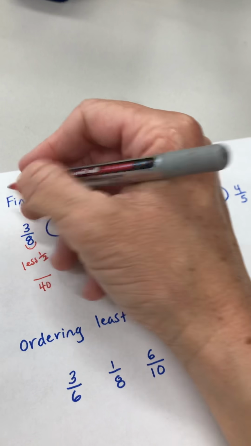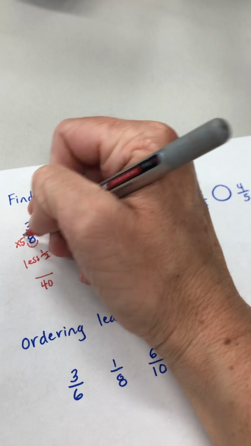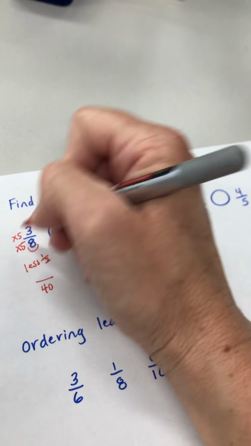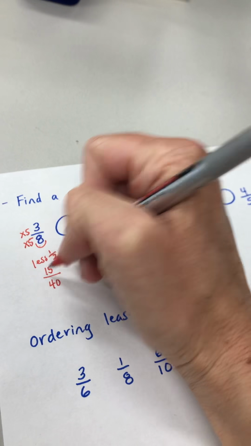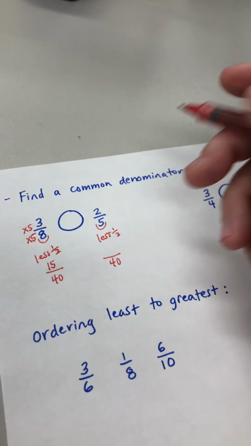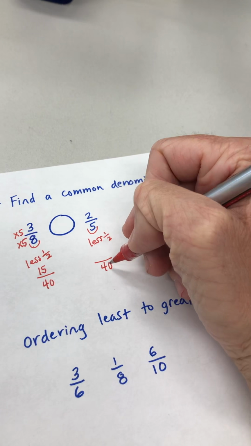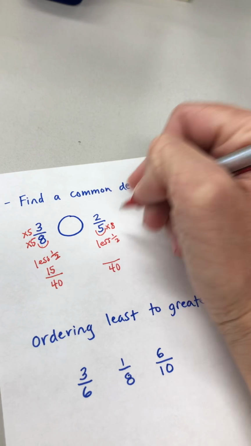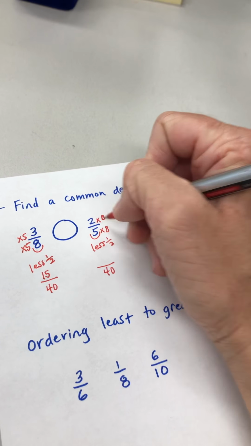Well, 8ths turn into 40ths by a factor of 5. So I'm going to do the same thing for my numerator. 5 times 3 is 15. Okay, so 3/8 is equivalent to 15/40ths. 5ths can become 40ths by a factor of 8. So 2 times 8 is 16.